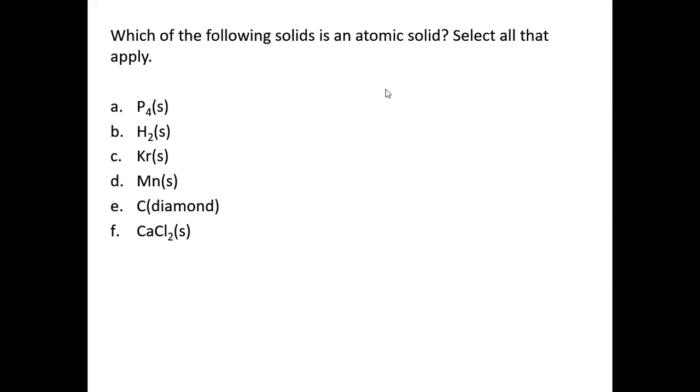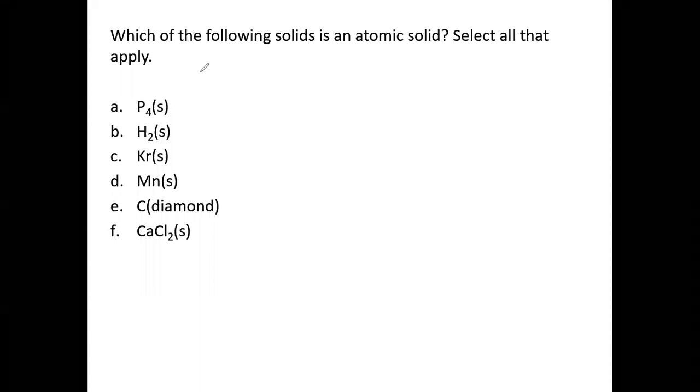We have a list of solids. We want to know which of the following solids is an atomic solid. And if you remember the definition, an atomic solid is a group 18 element. So an atomic solid is a solid in group 18. Again, when we say solid, it doesn't mean that at room temperature it's a solid. It means at some temperature it can be a solid.